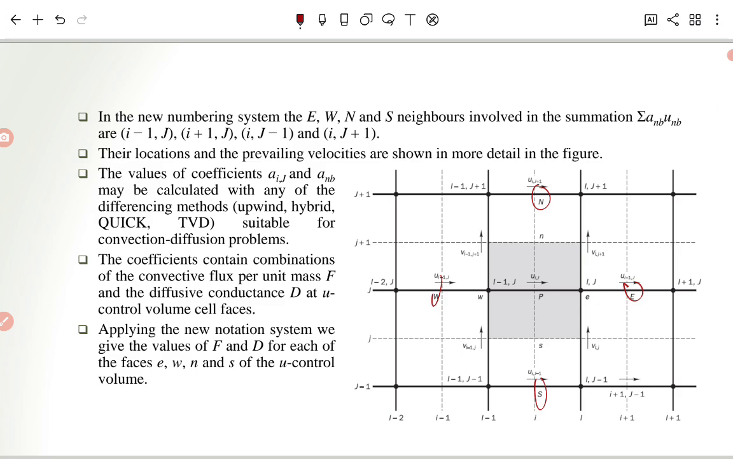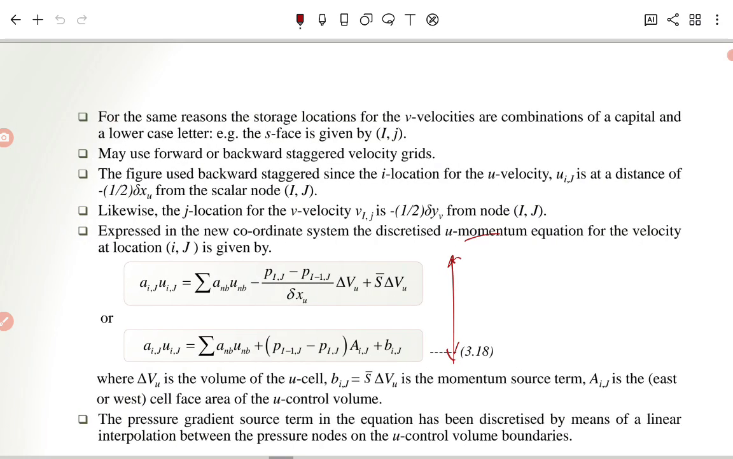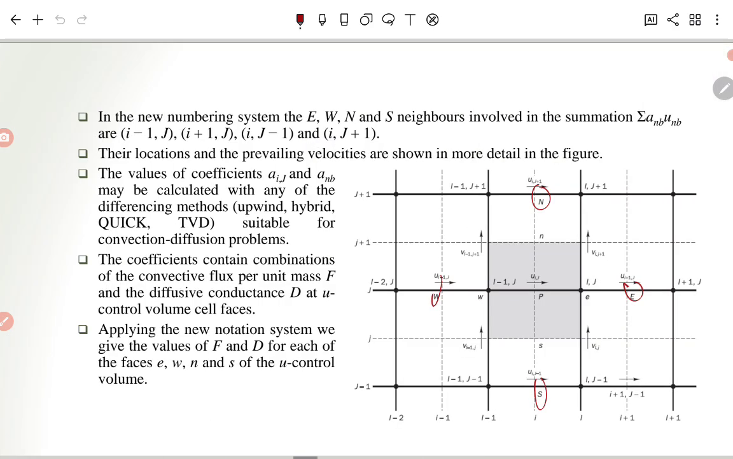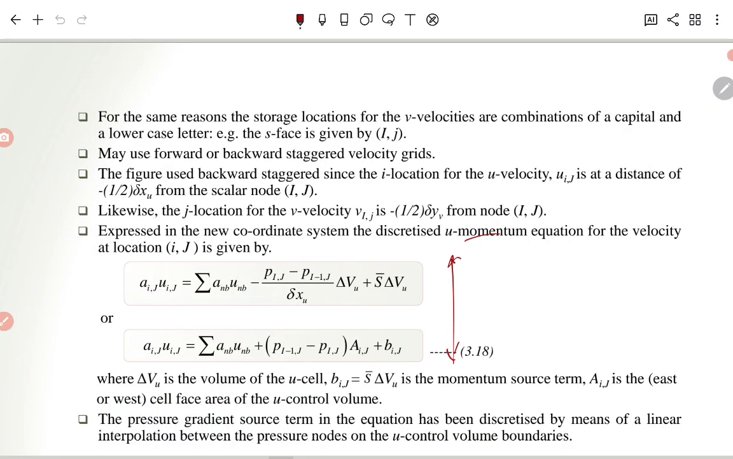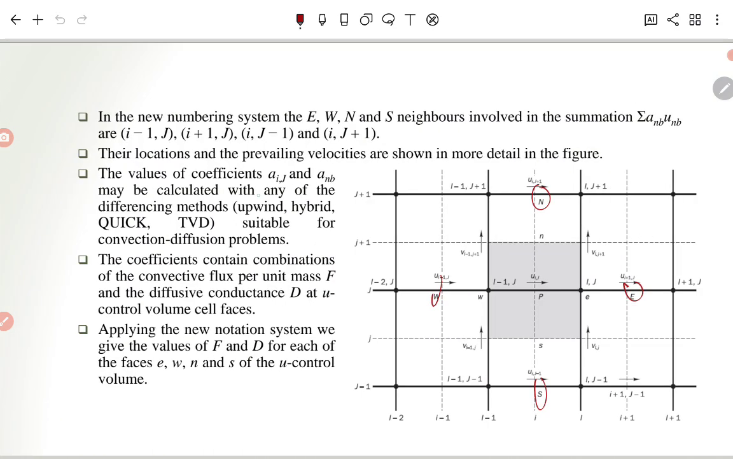This is for the U control volume. The U control volume involves a summation over all the neighbors, which we can solve using the differencing methods that we looked at previously: either the upwind scheme or the hybrid scheme, and other methods suitable for convection-diffusion problems. Similarly for the y direction.